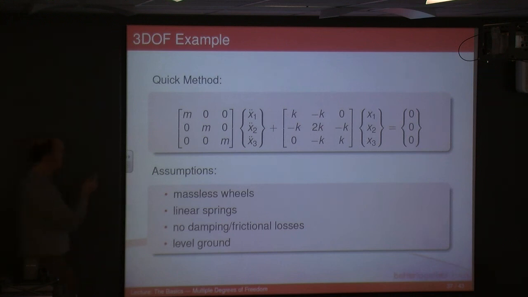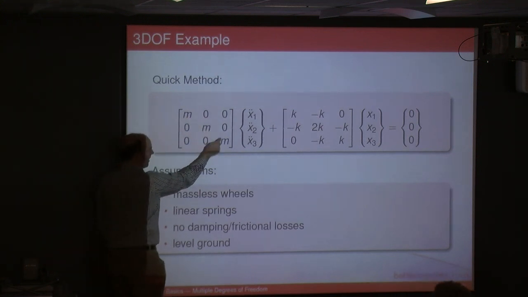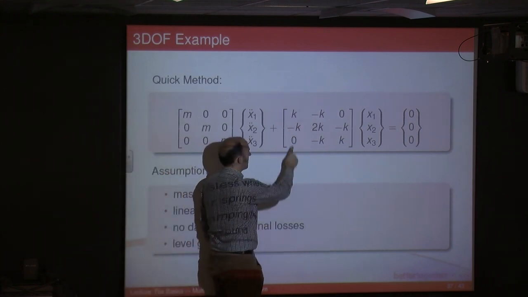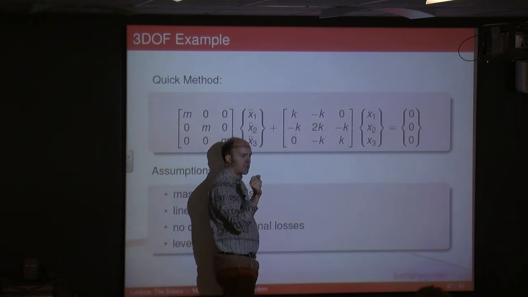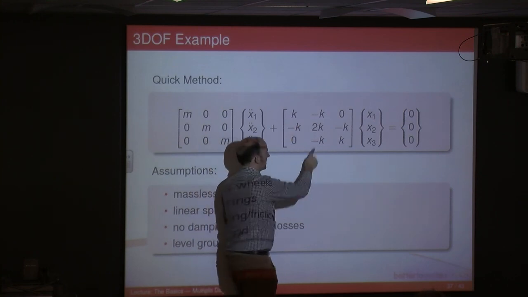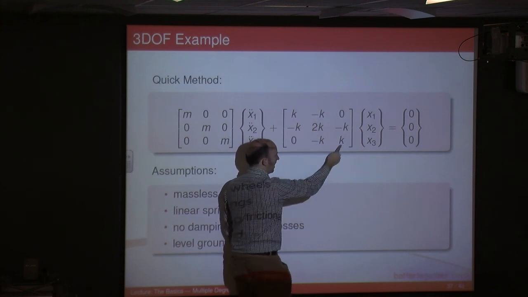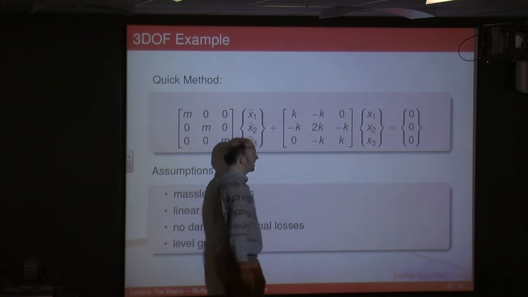So using the quick method, we can fill up our mass matrix, M, down the diagonal. And obviously the stiffness matrix, you've got the same thing. Mass 1 is connected to mass 2 by K. Mass 2 is connected to mass 1 and mass 3 by 2 springs, so it's 2K. And mass 3 is connected to mass 2 by one spring.